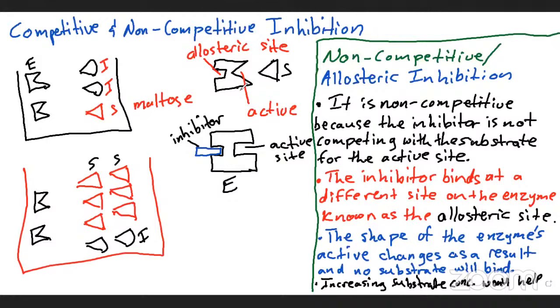Now, you have reversible and you have irreversible. Reversible means that it is a temporary process where the substrate cannot bind. So you have the one that is reversible and the one that is irreversible. When some inhibitors bind to the enzyme, they permanently change the shape. This one is the reversible one. The inhibitor can come off, the active site goes back to what it was, and the substrate can bind. So this process is reversible.